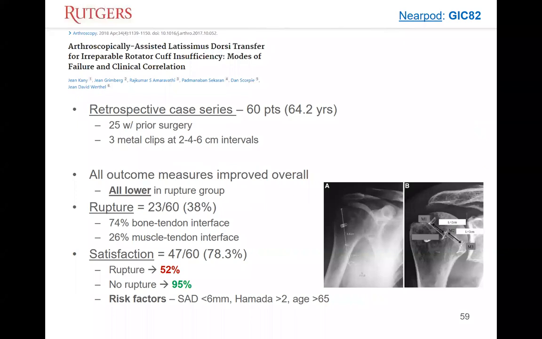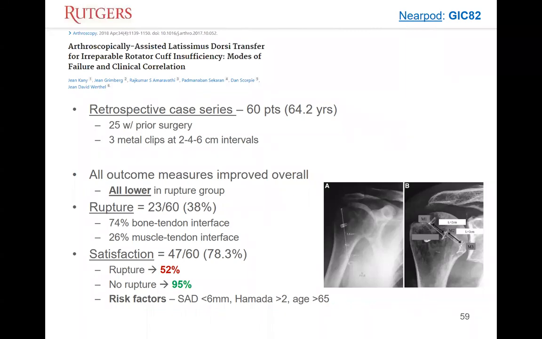The same group performed a retrospective study 3 years later to evaluate modes of failure for these lat transfers. Instead of doing a post-op MRI, they placed 3 metal clips along the tendon at fixed intervals of 2 centimeters in order to monitor their migration radiographically post-op. They considered a failure of fixation to be migration of metal clips by at least 2 centimeters. Similar to their prior study, the outcomes improved in all areas at final follow-up.